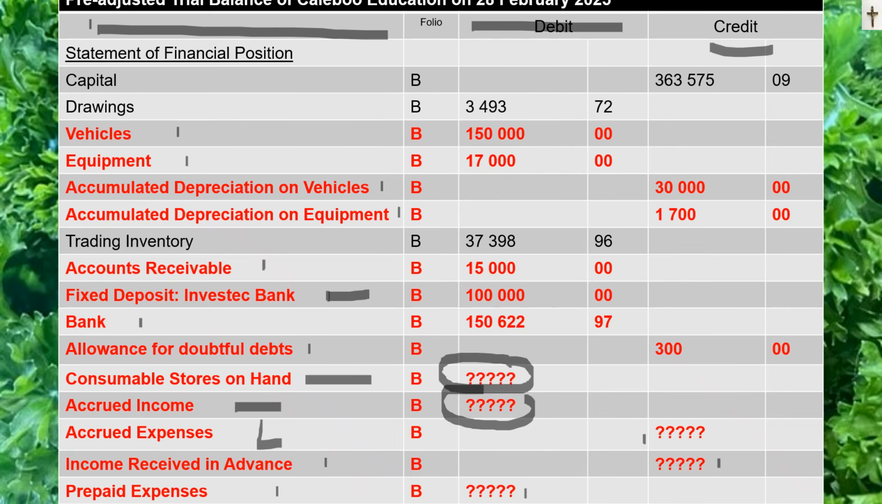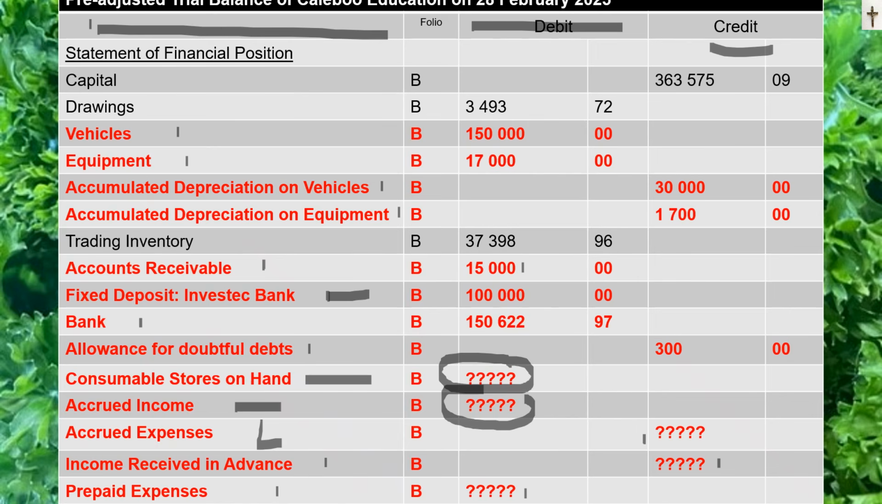So I've had a look at the additional information. You guys have practiced it so much, you know that these accounts will come up. We just don't have the numbers for them yet until we've done the adjustments. But you're given a pre-adjusted trial balance, and it has all these numbers. And these numbers are the starting points when you do the adjustments.